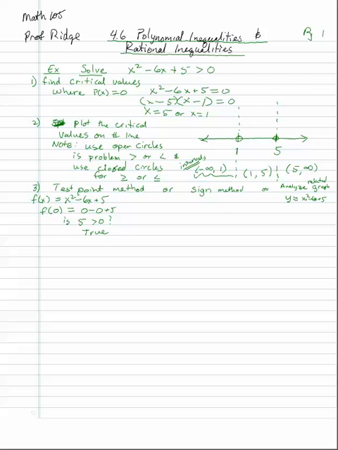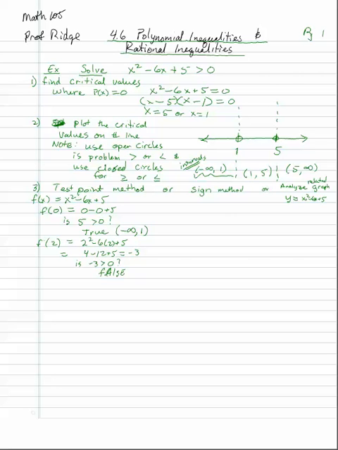Now you're going to pick something in the middle interval, say 2. So 2 squared minus 6 times 2 plus 5 equals 4 minus 12 plus 5, which equals negative 3. Is negative 3 greater than 0? That's false. So the interval from 1 to 5 is not part of the solution set.